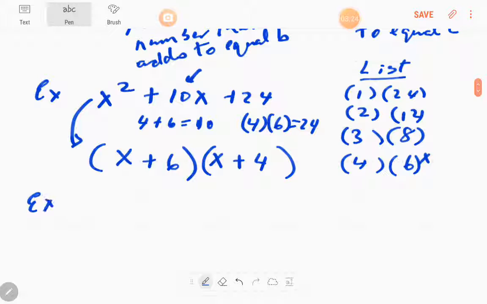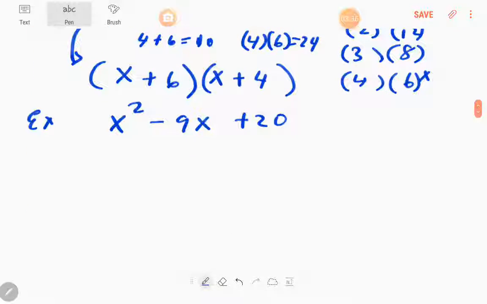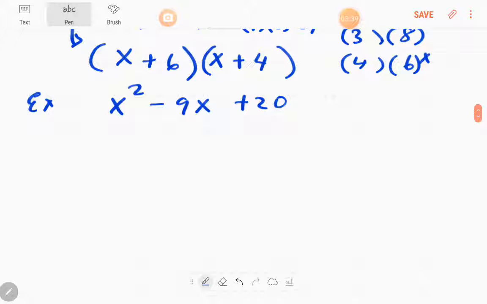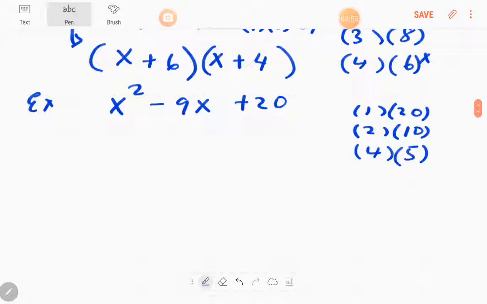Okay, let's look at another example. Let's say we had x squared minus 9x plus 20. Okay, so we have a trinomial here. We want the list that multiplies to give 20. So we have 1 times 20, 2 times 10, 4 times 5. Okay, so there are no other pairs of numbers that multiply to give 20. So we want a pair that adds to give 9. Well, 4 and 5 adds to give 9.